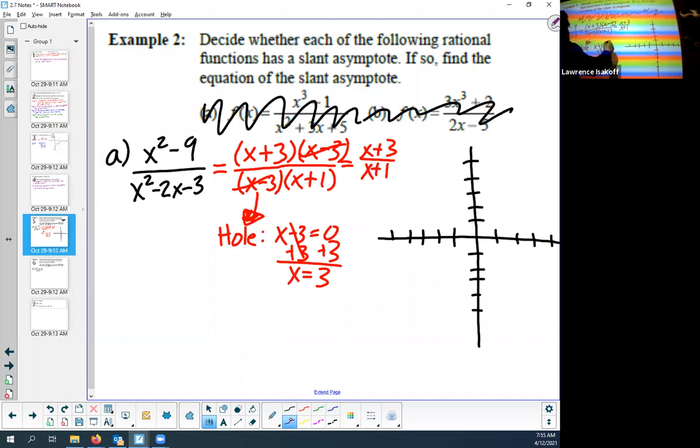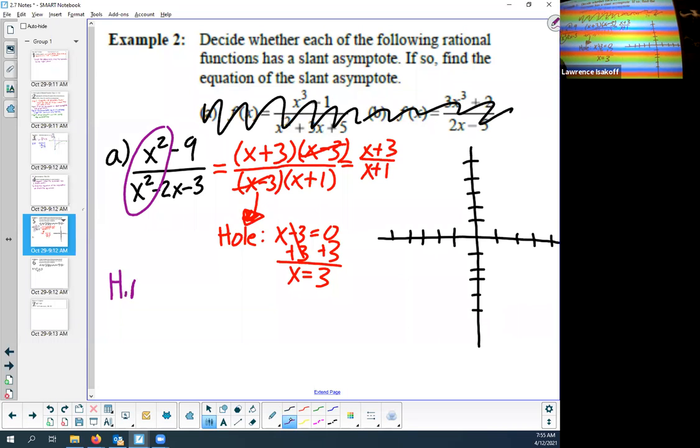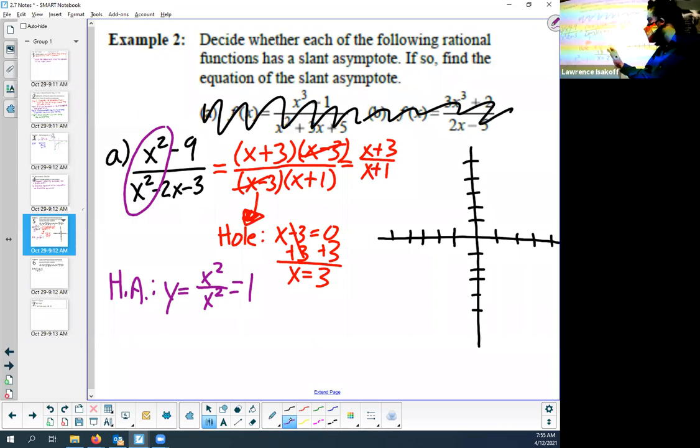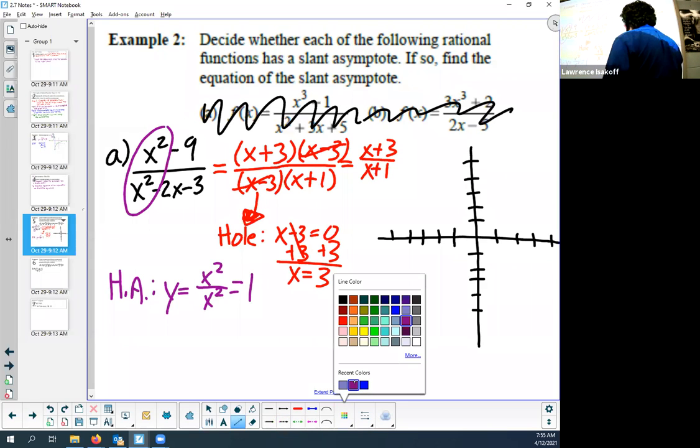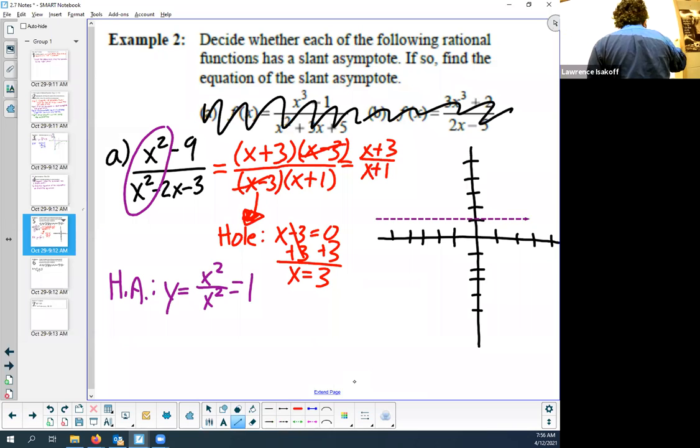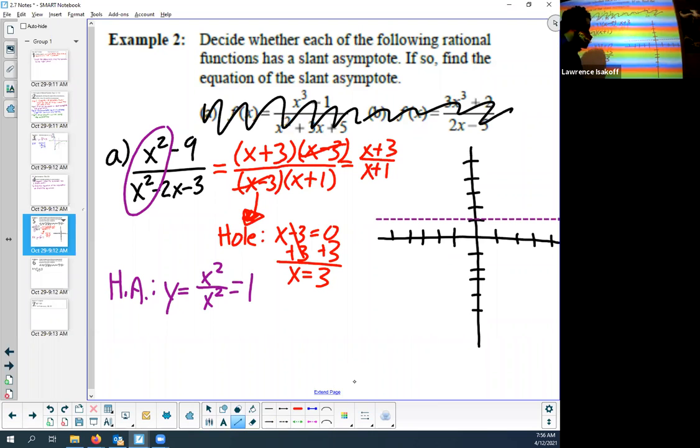Okay, so here with this, looking at my leading coefficients, that will give me a horizontal asymptote when y is equal to x squared over x squared. X squared over x squared conveniently reduces to 1. So at y equals 1 is my horizontal asymptote. Let's draw it. So I just draw a horizontal line at y equals 1.